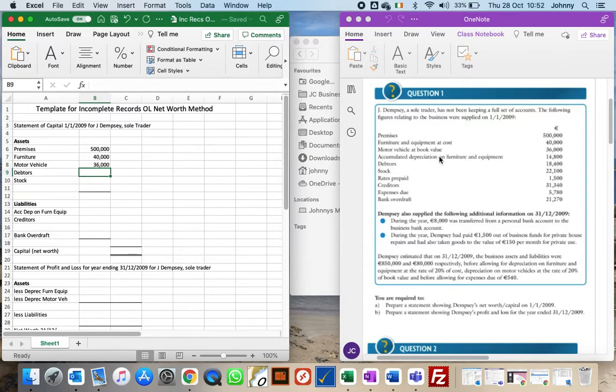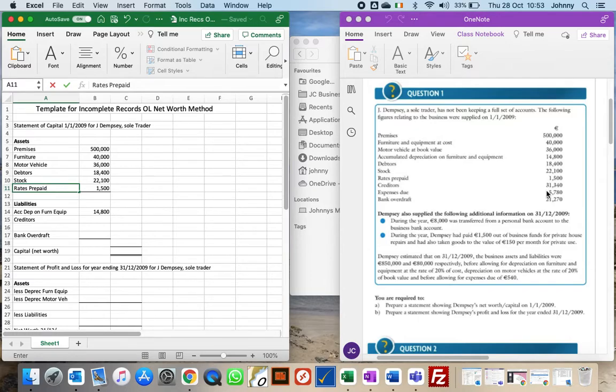Accumulated depreciation of furniture and equipment. So this is so we can work out its book value, but that furniture accumulated depreciation, that's going to be a liability. So we put that down there among all the liabilities, 14,800. Debtors is 18,400. That's an asset. Stock, so opening stock is 22,100. Rates prepaid, so that's an asset of mine, so that's 1,500. It's an expense that I've paid in advance, so that's going to be an asset.